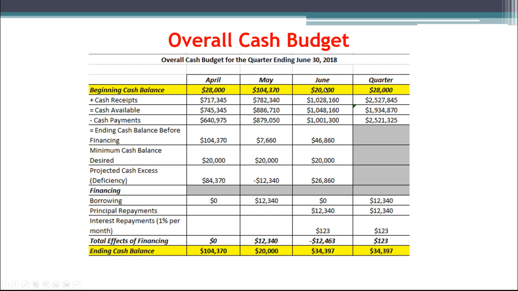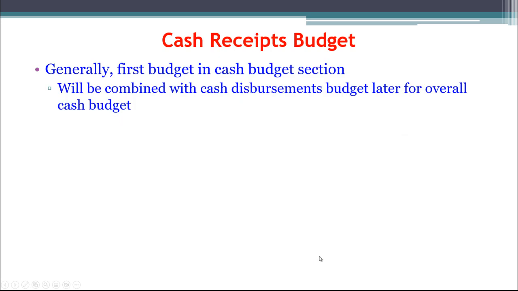So then by the time we get to the end of June, we're going to have $46,860 of cash, which is well above the $20,000 minimum. We have $26,860 extra. So what we can do now is pay off that borrowing from the last time, plus the interest that we had. We still have plenty of cash on hand at the end.